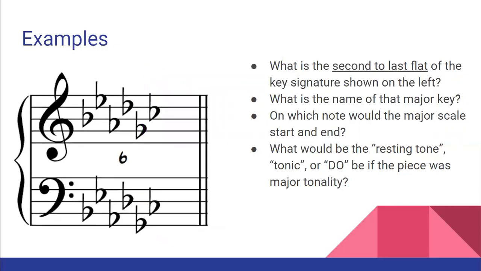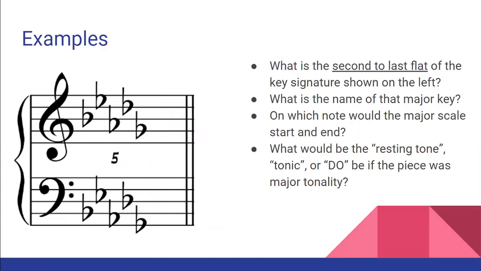Another example. This flat key has 6 flats. Let's use the rule. What is the second to last flat in a key with 6 flats? Now it's going to be the 5th one. G flat. G flat is the name of that major key, and it would be the note of the scale that we would start and end on, and it would be the resting note of that piece.